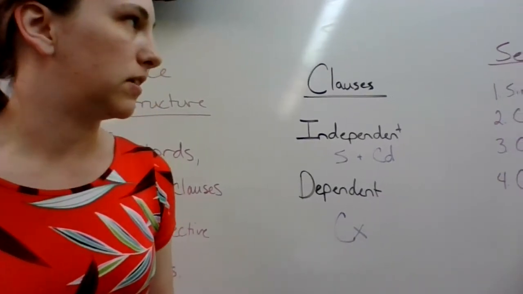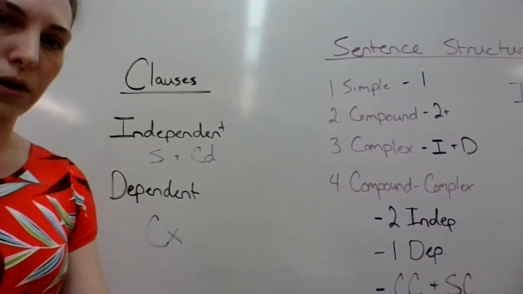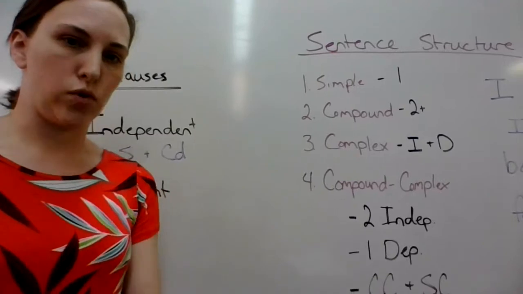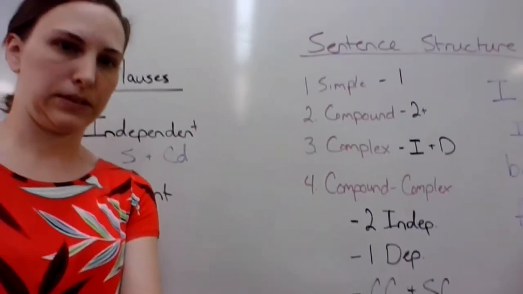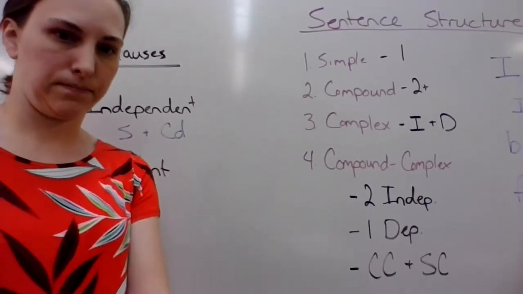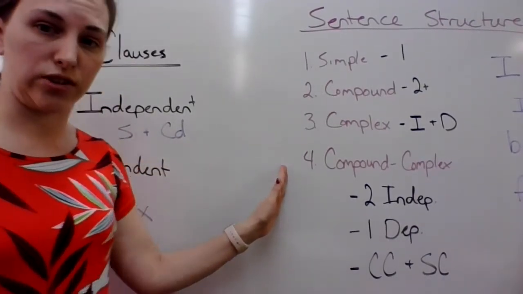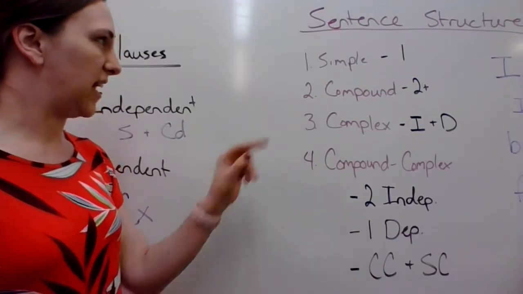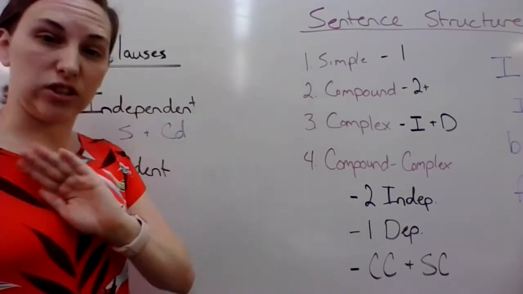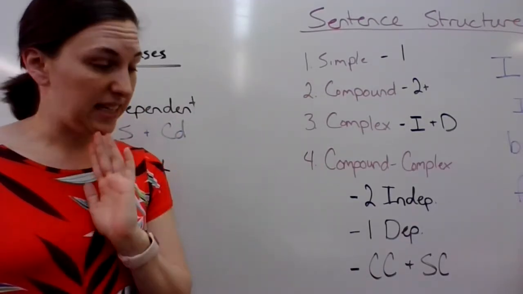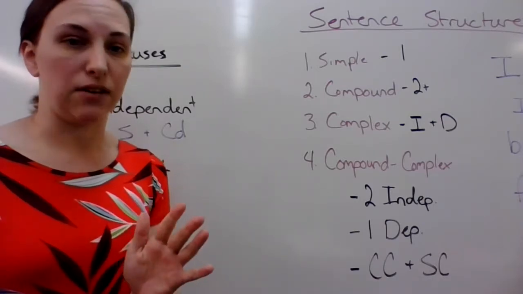Okay, so then let's go over here where we break down the four types. Okay, so here's all four sentence structure types broken down together. A simple sentence is just one basic sentence. It's an independent clause. It can stand by itself. One sentence.